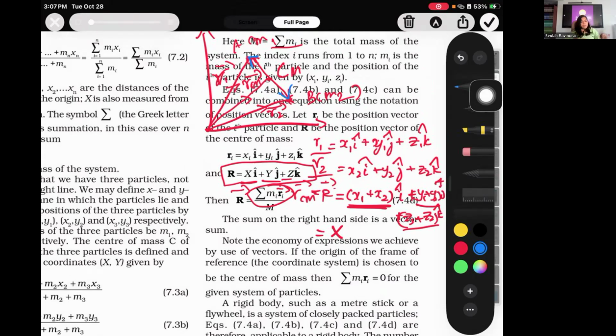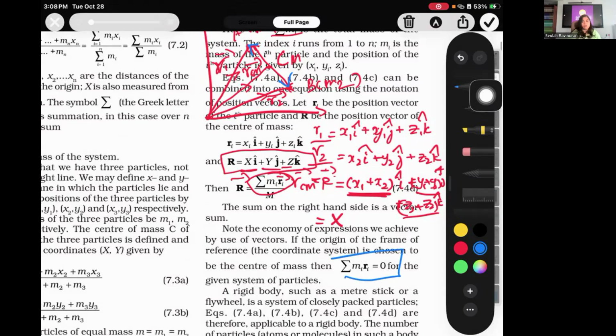Summation over m1 and m2. Suppose you are taking two particles, or you can take n number of particles, but the center of mass lies in the center. That means the sum of all the mass times the position vector will be 0, according to the coordinates you have chosen, either two coordinates or three coordinates, whatever it might be.